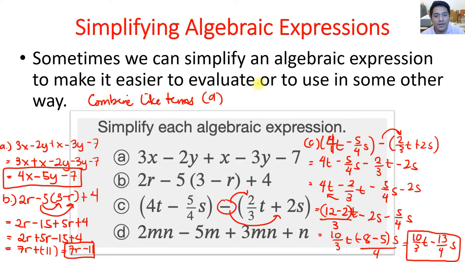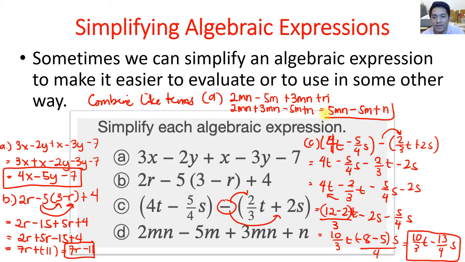For letter D, we have 2mn minus 5m plus 3mn plus n. Simply combine like terms. So you have 2mn plus 3mn minus 5m plus n. So you have 2mn plus 3mn, that's 5mn. Then you have minus 5m plus n. Okay, so the n and m don't have any like terms within the algebraic expression.